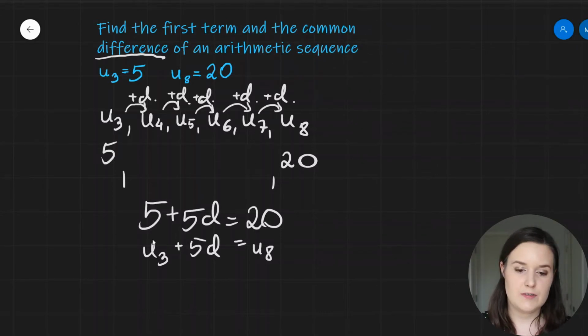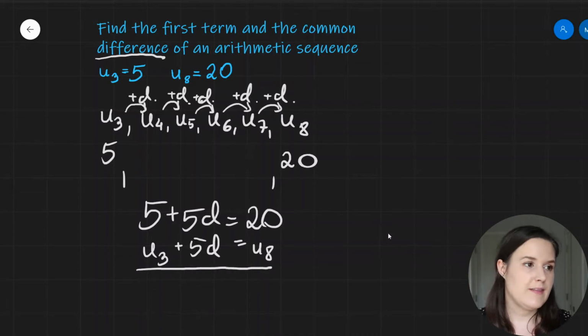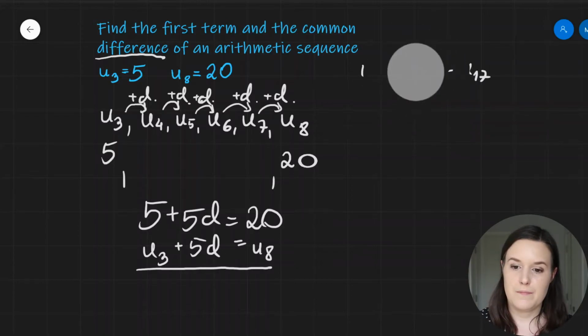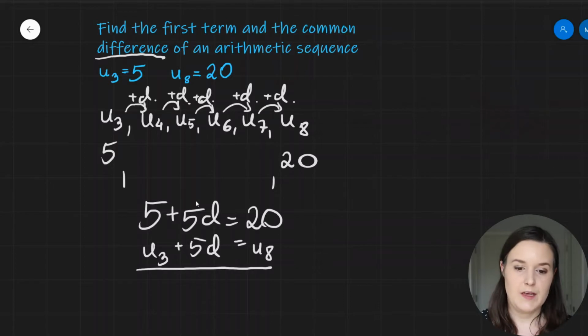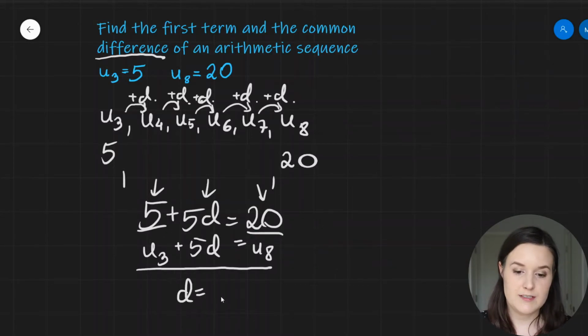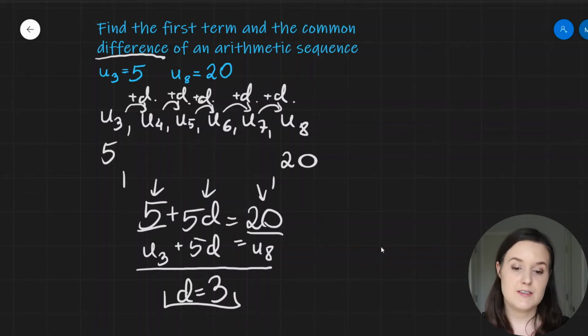So I'll erase this formula because that's not what I am showing right now. Let's just focus on this method. So to get from the 10th term, if I add 7 differences, I will be at the 17th term, and so on. So that's what I will use here. U3 plus 5 differences is U8. U3 and U8 are given, so I can find the common difference. The common difference is 3.